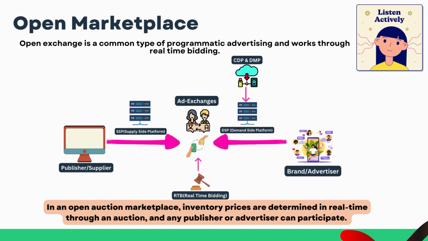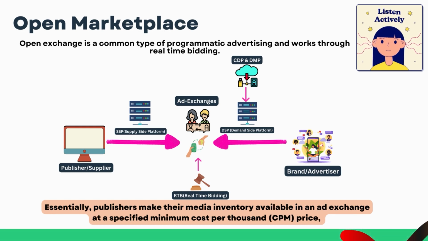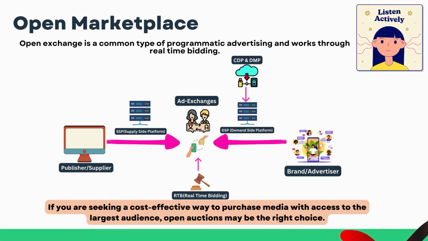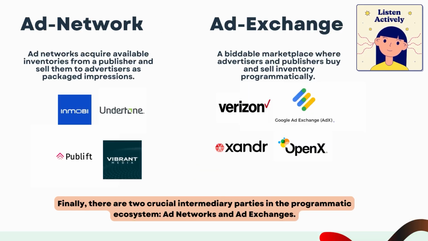In an open auction marketplace, inventory prices are determined in real time through an auction, and any publisher or advertiser can participate. Essentially, publishers make their media inventory available in an ad exchange at a specified minimum cost per thousand, CPM, price, and advertisers bid against each other for the available media that they desire. The highest bidder wins the impressions. If you are seeking a cost-effective way to purchase media with access to the largest audience, open auctions may be the right choice.